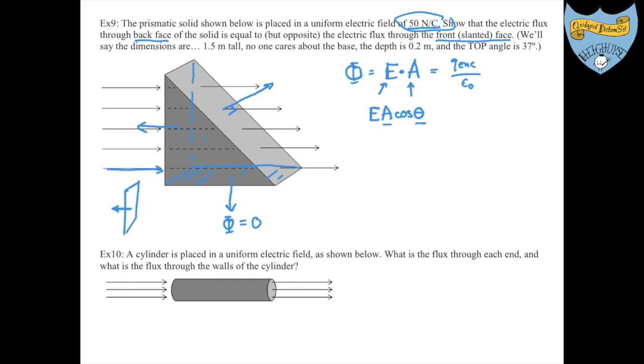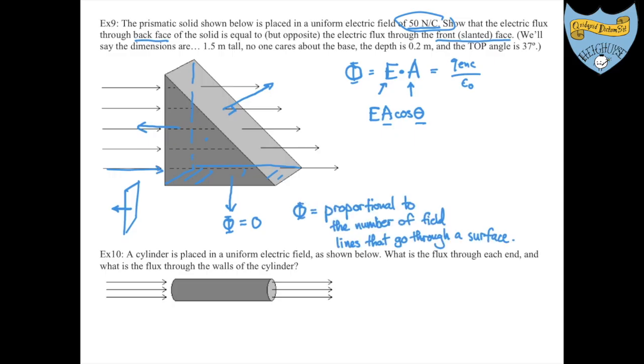Said another way, you can think about flux as being more or less proportional to the number of field lines that go through a surface. Okay, what does that mean? Well, the flux isn't the number of field lines that go through a surface. For example, I can't just count 1, 2, 3, 4, 5 and say that's the flux, it's 5. See? It's proportional to the number of field lines that go through a surface.